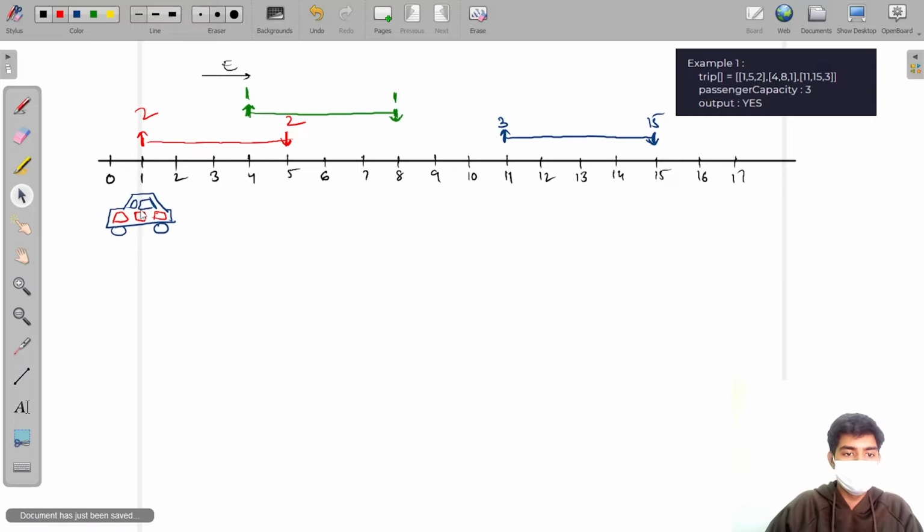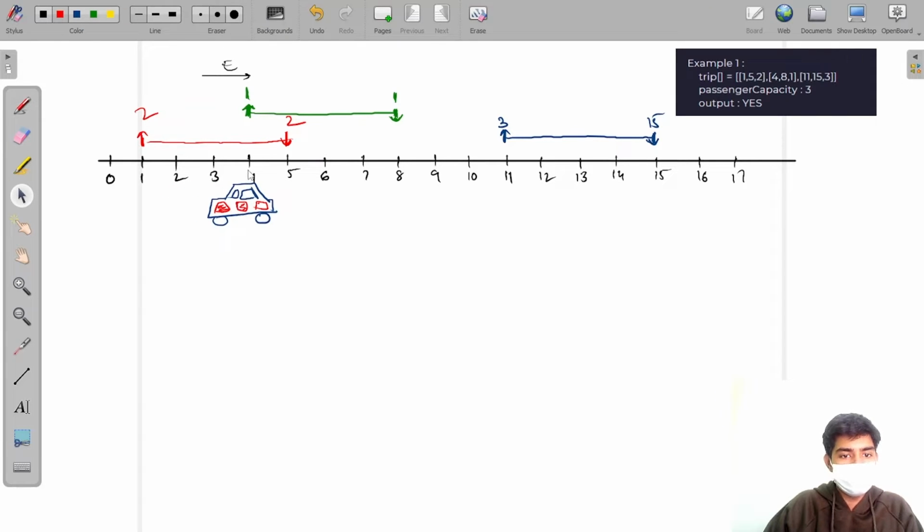Like this. So when we are at this point, when we are at 1, we pick up two passengers, right? It means that I've picked up two passengers like this, right? Now after picking up these two passengers, let's draw them like this, right? Okay, so I've picked up two passengers here, and I will travel in the same direction, right?